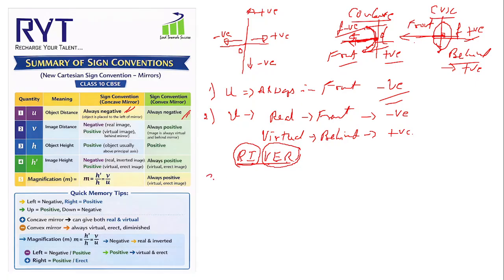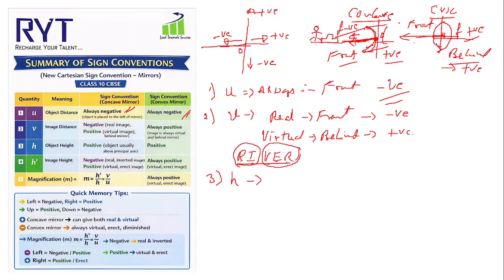Okay, let's move to the next concept. Object height, h we treat. H, object height, object should always be upright. Upright means what? It should be above the principal axis, correct? A man will be standing here, right? A man will not stand underground and then show the image, not possible. A car will be standing here itself, correct? Car can never be underground and inverted, then get the image, not possible, right?